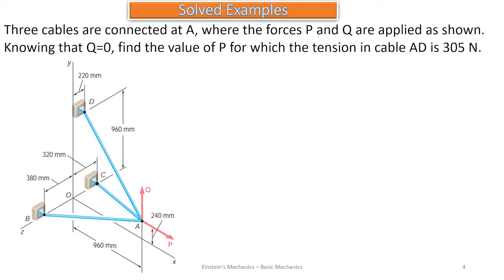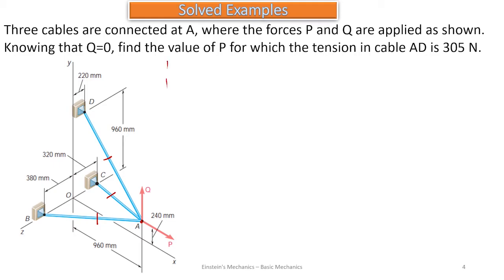Three cables are connected at A. So three cables, this cable, and that, they are all connected at point A, where the forces P and Q are applied as shown. So at the point A, we have force Q and force P. Knowing that Q is equal to 0, the force Q is 0, so more or less it does not produce any effect here. Find the value of P for which the tension in cable AD is 305 newtons. Are we okay?